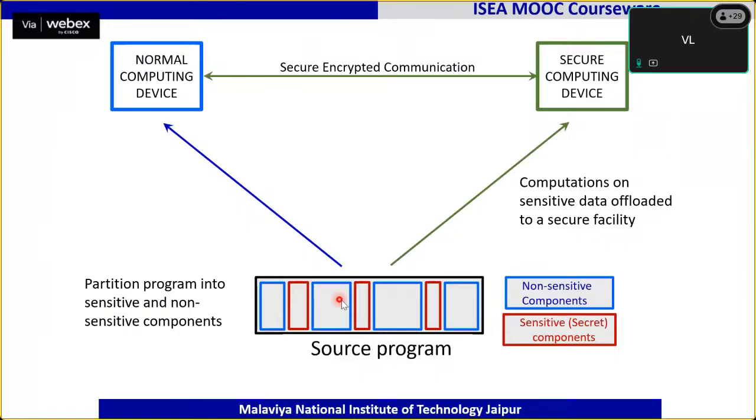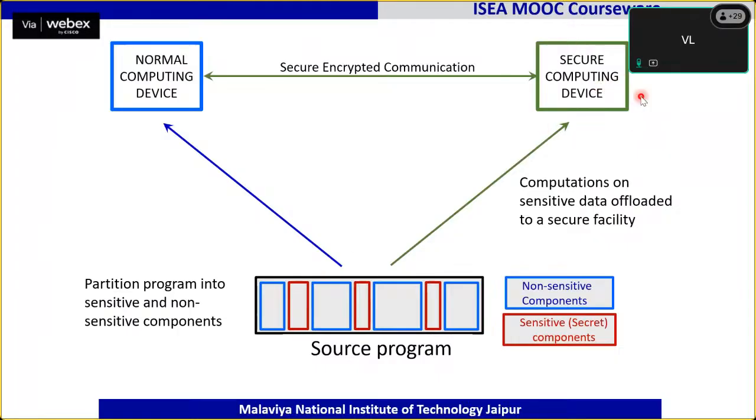So now these blue boxes are showing the code blocks which can be run in public systems, but this has to be run in confidential. So what can be done is that we can have two types of devices. One is a normal computing device, another is a secure computing device. Blue code can be run in normal computing devices, but secure code will be running on secure computing devices.